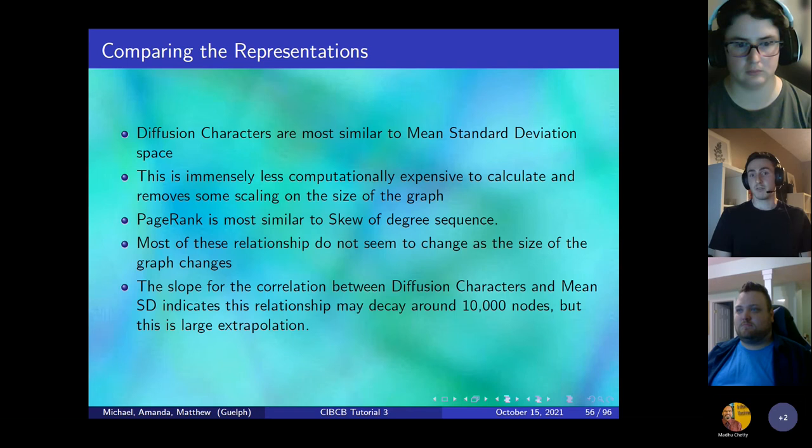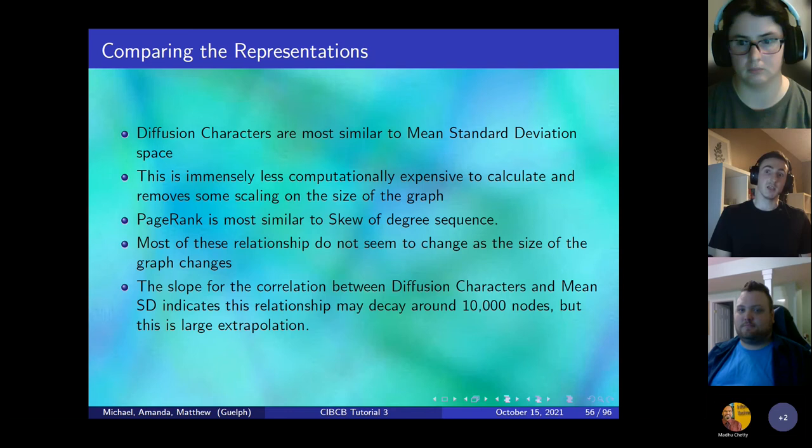However, the slope for the correlation between diffusion characters and mean standard deviation indicates that this relationship may decay around 10,000 nodes. However, the data set for this is nowhere near 10,000 nodes. In fact, I think it tops out at around 650 nodes. So this is a large extrapolation and should be taken with a grain of salt. I would say if you have very large graphs and you want to leverage this, that I would reassess.